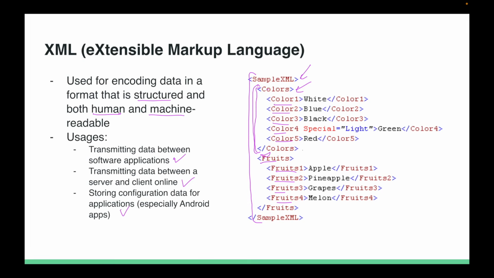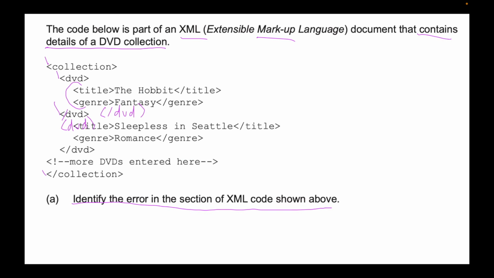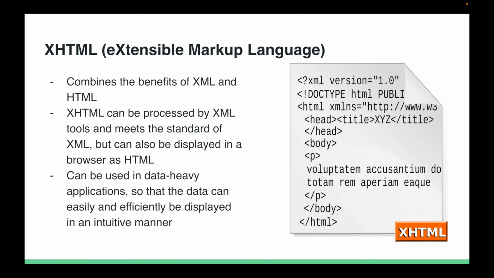Similar to right here, we had color 1, and then we had color 1 with the backslash. And then we have the same thing right here. So the lack of closing tags with a backslash and opening tags for the second DVD is the error. Now, something else you might run into is XHTML. This combines both XML and HTML, so it can be both processed by XML tools or applications that make use of XML and displayed in the browser as HTML.